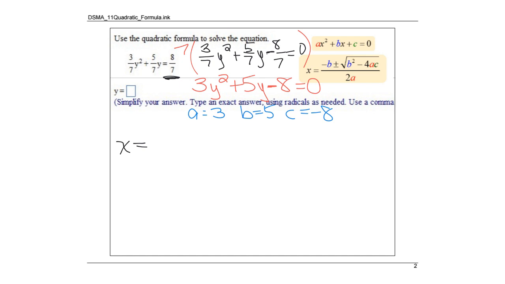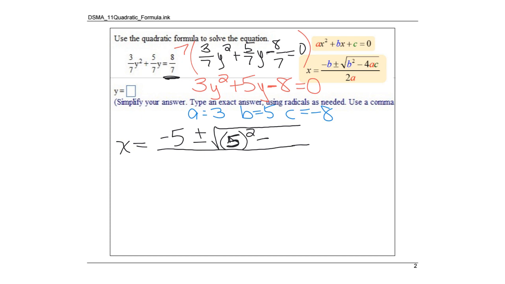So the first thing we're going to do is, of course, make a giant fraction. We want negative b. Well, b is positive, so we're just going to have negative 5. Then we're going to have our plus or minus sign. Then we're going to have a giant radical. So we want b squared. Now again, I always use the parentheses, so this is 5 squared. And I always use the parentheses because then I don't have to worry about whether it's positive or negative. It's always taken care of.